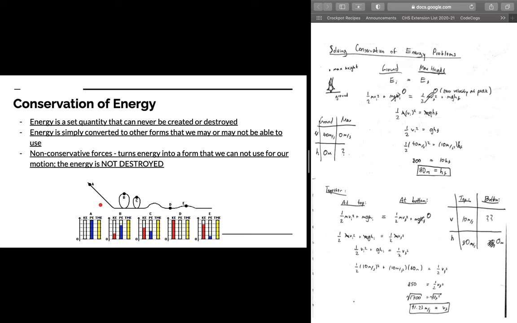So we still have that total mechanical energy remains the same. It's just now that total mechanical energy is being converted into heat between the track and the wheels of the car, which is what results in us not being able to use that energy. So friction would be an example of a non-conservative force. We can't regather that heat and we can't reuse that heat.